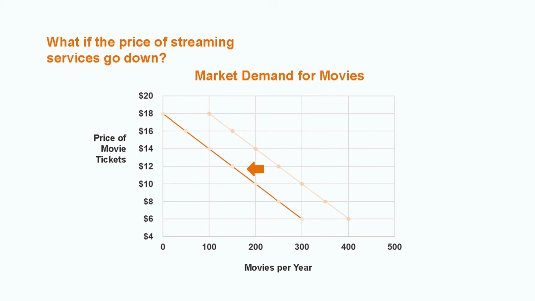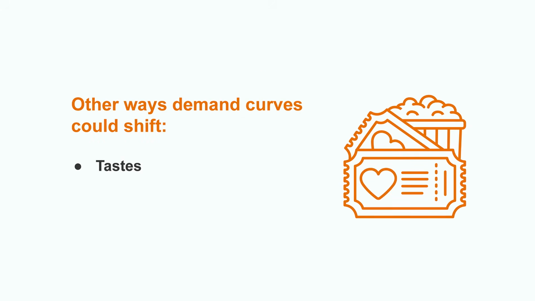So before at $6, total demanded movies was 400 for the entire town, but because more people are choosing to stay in and watch streaming services, the demand falls to 300. This happens at every single price point, and so the entire curve shifts to the left. But price shifting for related goods is not the only way that the demand curve can shift. Things like taste, expectations, and the number of buyers in the market would also shift the demand curve.